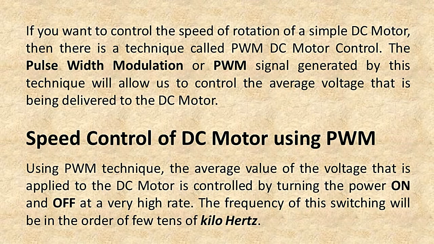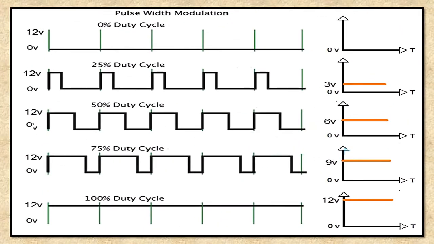Using PWM technique, the average value of the voltage that is applied to the DC motor is controlled by turning the power on and off at a very high rate. The frequency of this switching will be in the order of few tens of kilohertz. The image shown here is the pulse width modulation PWM. 0% duty cycle, 25, 50, 75 and 100 are shown here.